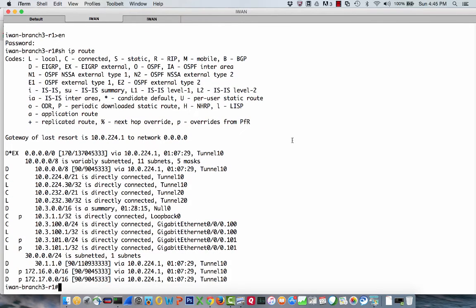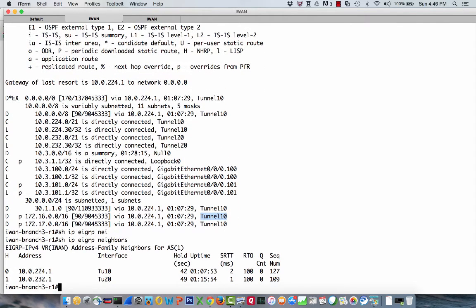And right down here we will see that we have one EIGRP entry for the hub subnet 172.16.0.0/16 in our RIB. We do not have the other entry over tunnel 10. However, if you will notice, show IP EIGRP neighbors, we do have two neighbors.